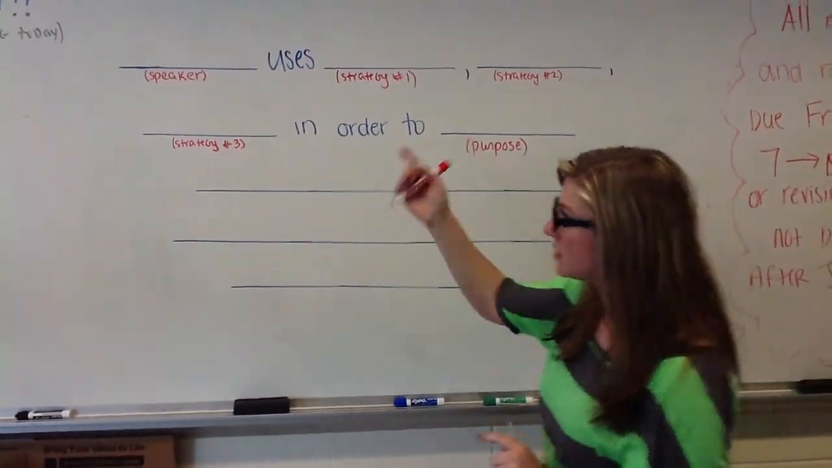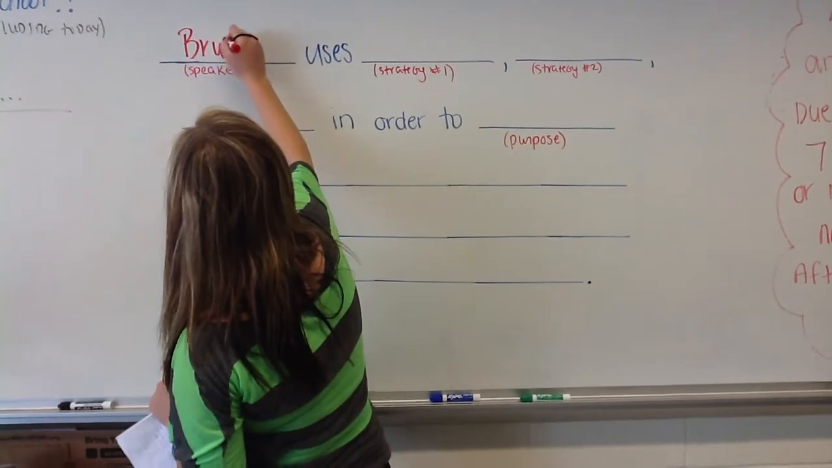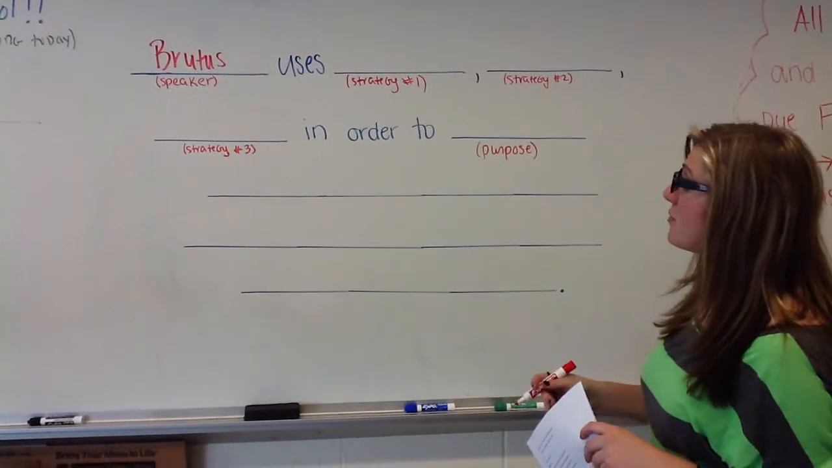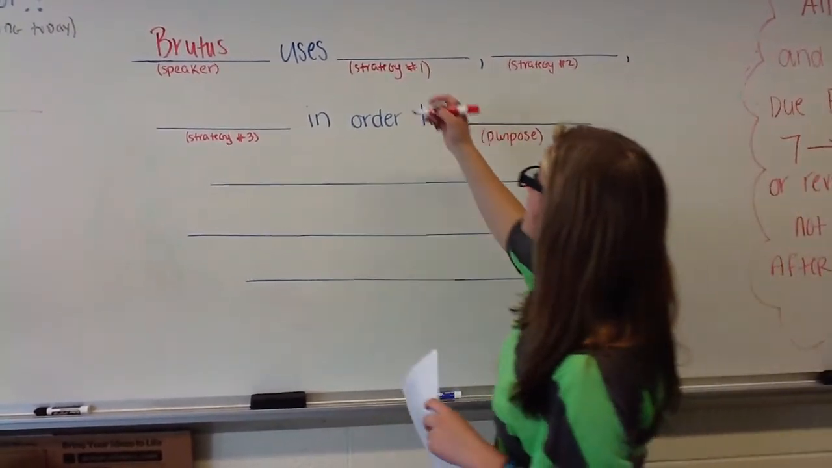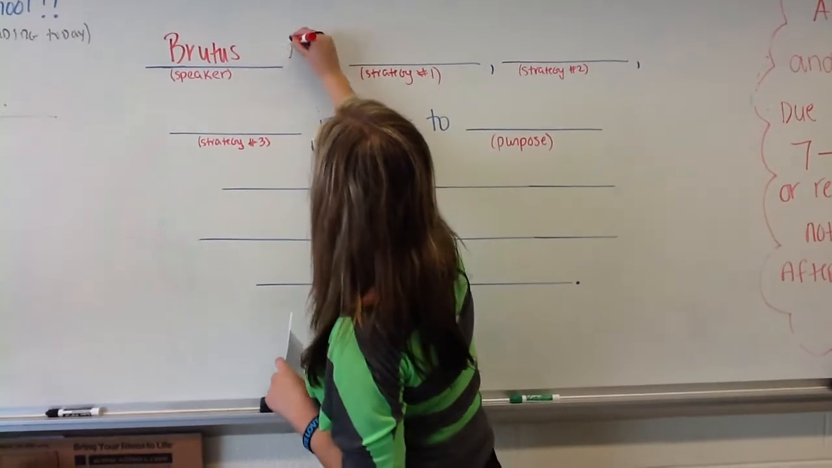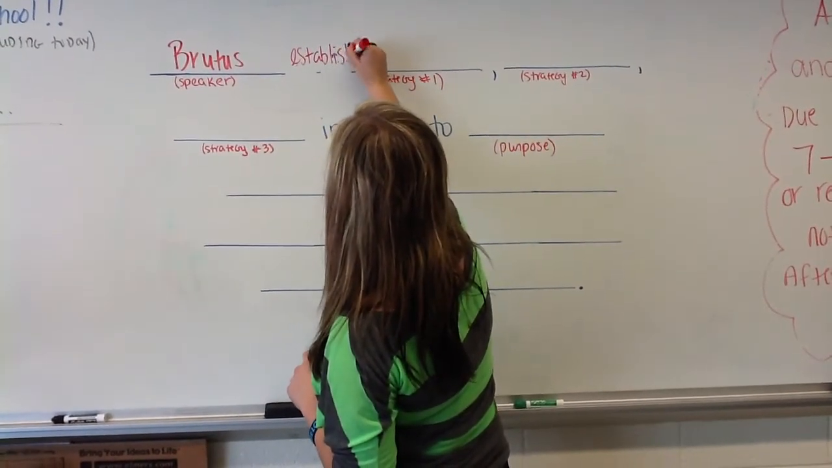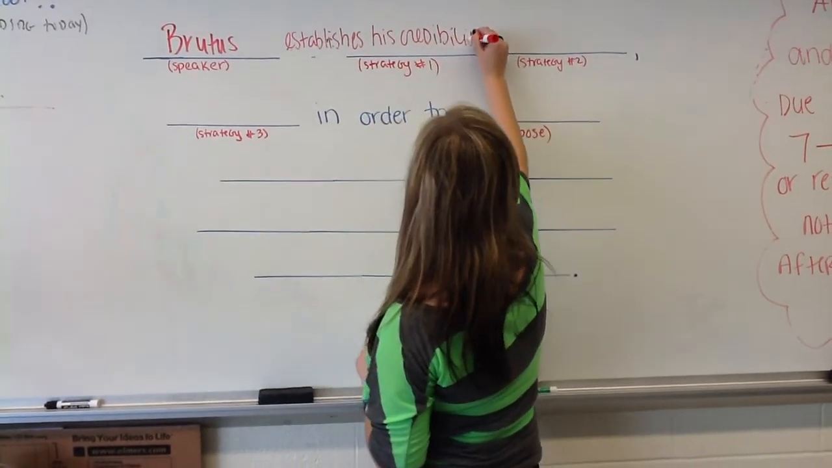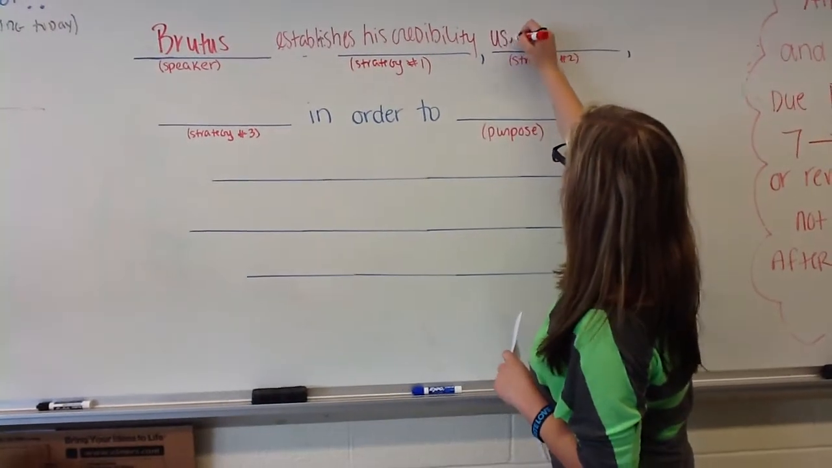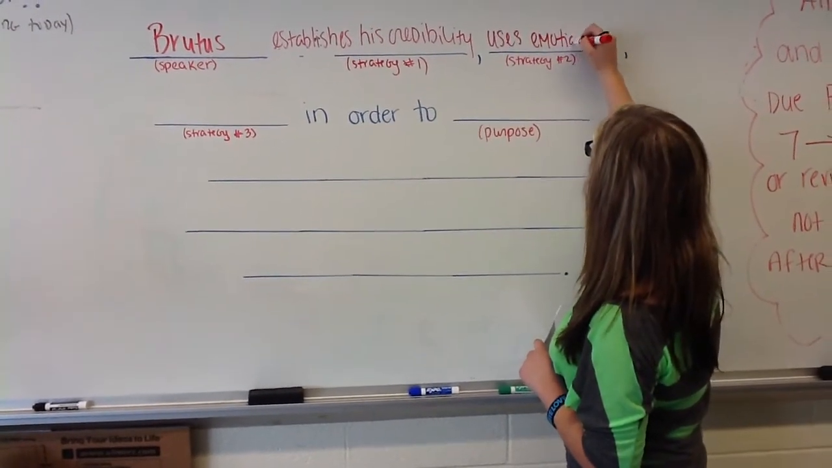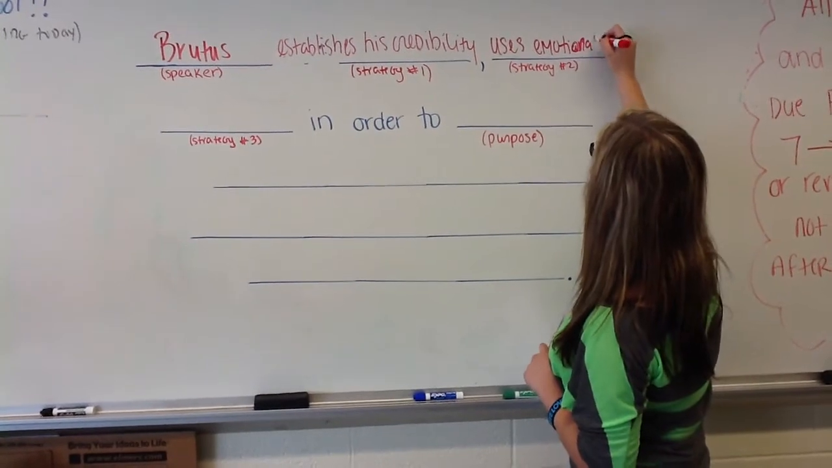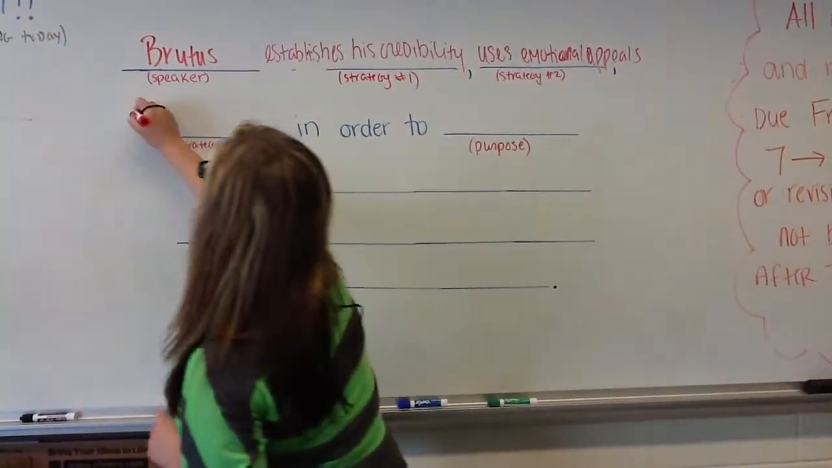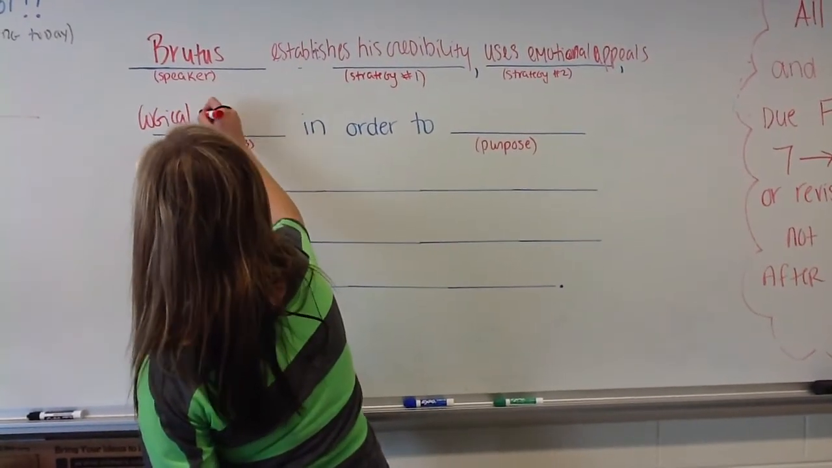So our speaker is Brutus. Brutus establishes his credibility. The Greeks call that ethos. He uses emotional appeals. And he also uses logical appeals. You wouldn't want to be a slave now, would you?